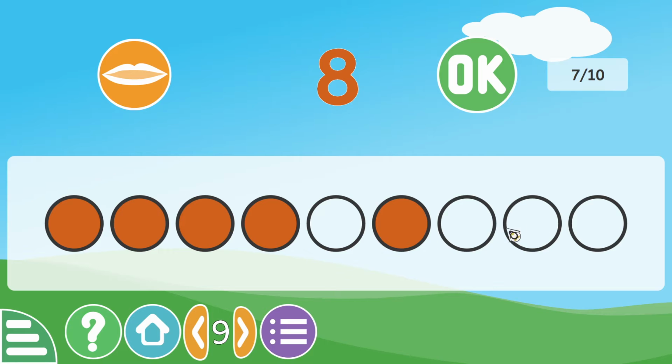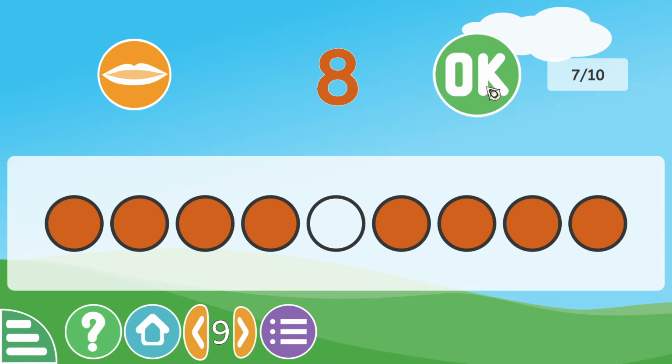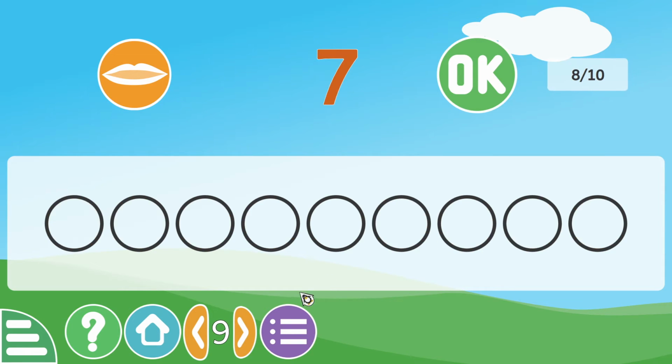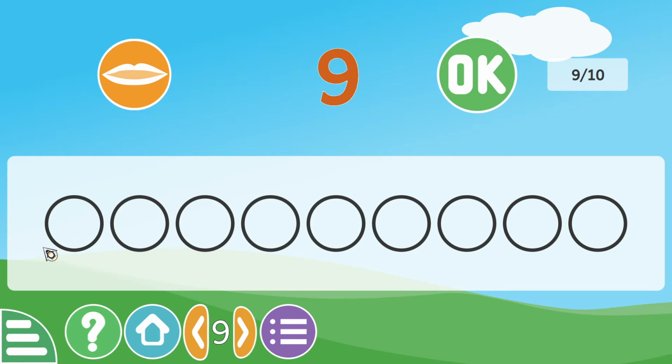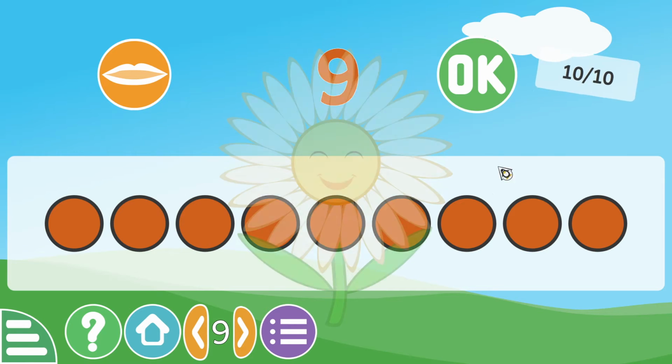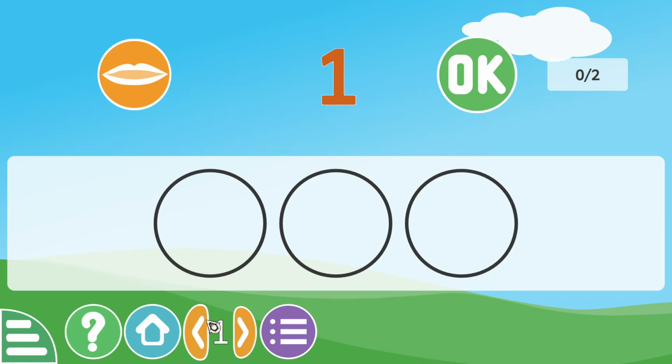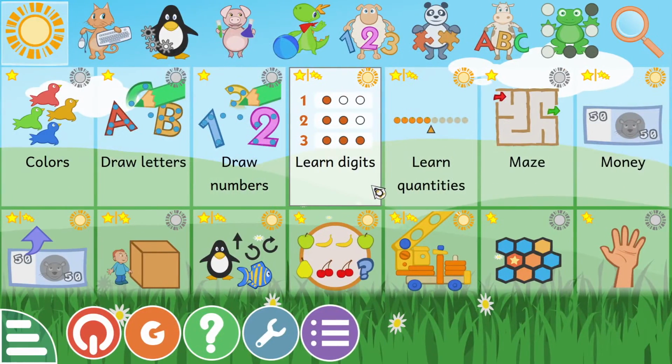8, I'm going to go 2 groups of 4, leaving the middle one empty. 7, put in 5, and then put 2 more as well. For 9, 4, 5, 6, 7, 8, 9. So I need to fill in all of them. And we're back to the beginning.